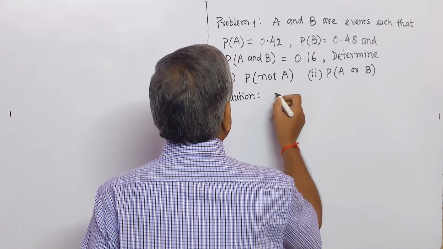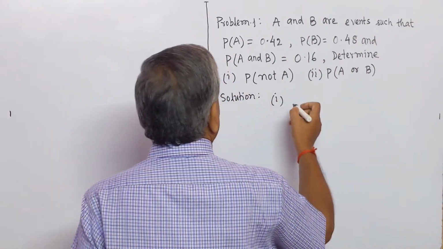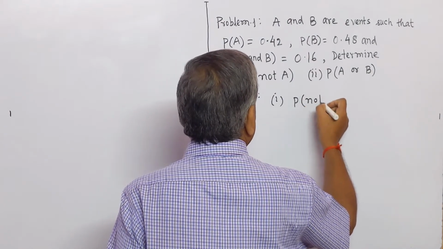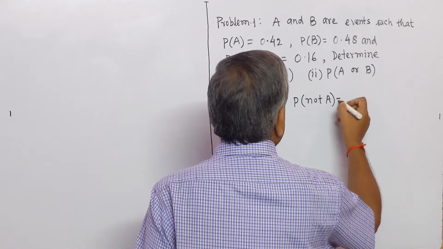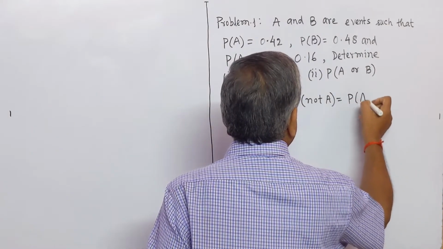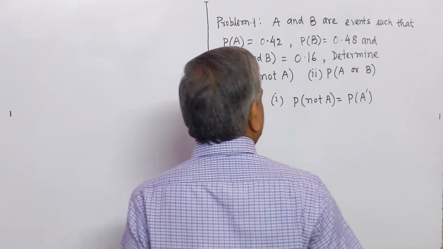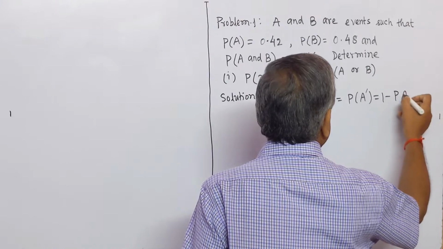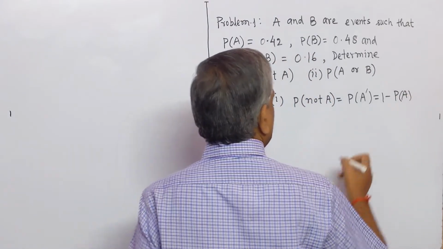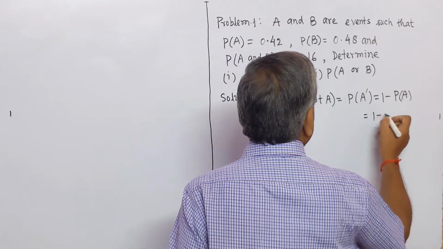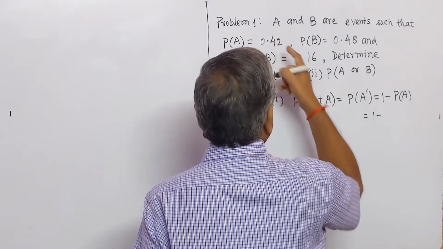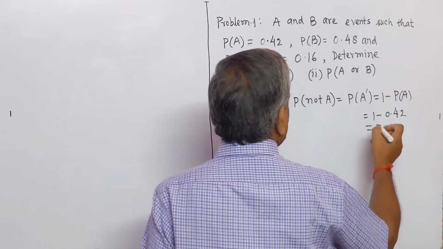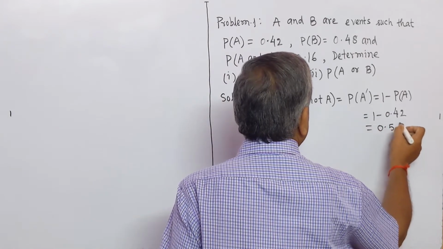Number 1. Here number 1, P means probability of not A, means P A prime. And P A prime means 1 minus probability of A, and this is equal to 1 minus 0.42, and this is equal to 0.58.